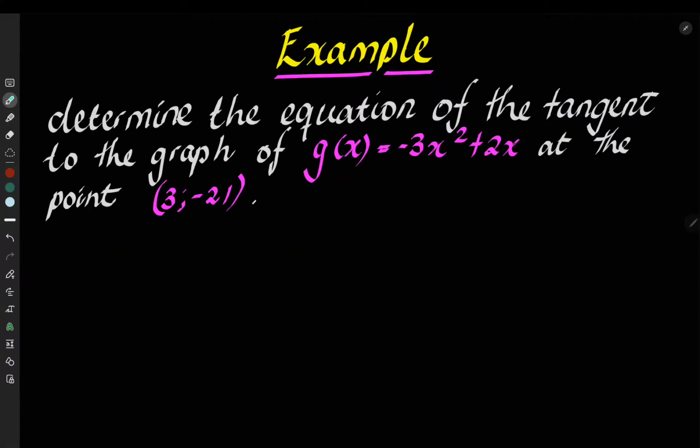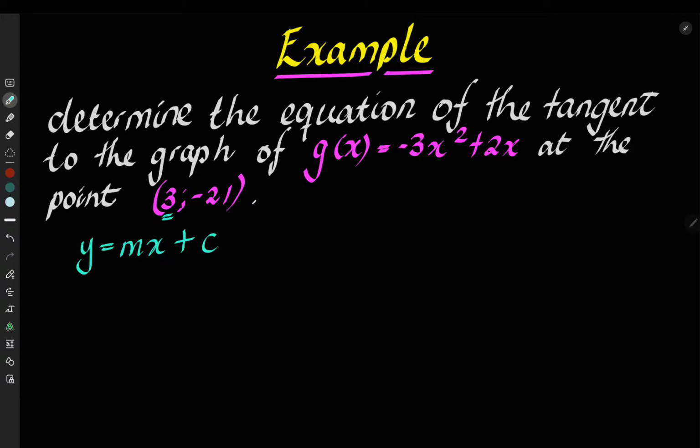Now, in this example, we are asked to determine the equation of the tangent to the graph of g of x is equal to negative 3x squared plus 2x at the point (3, negative 21). So we have got a curve and we are asked to determine the equation of the tangent at the point (3, negative 21). So remember, we said that the equation of a tangent is y is equal to mx plus c. So we just want now to find the gradient at this point.